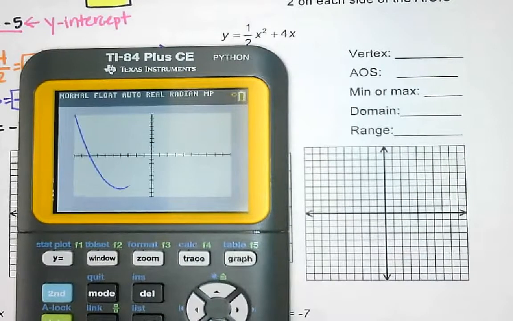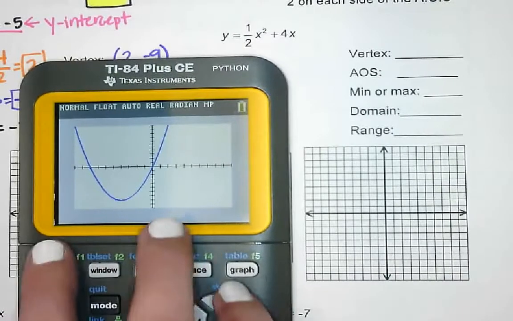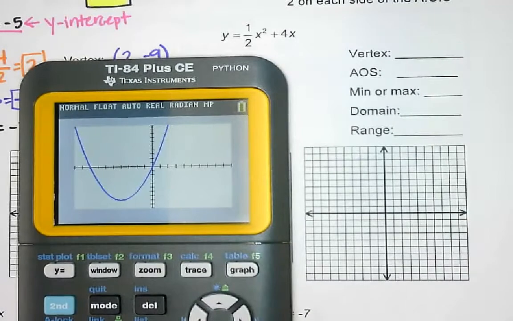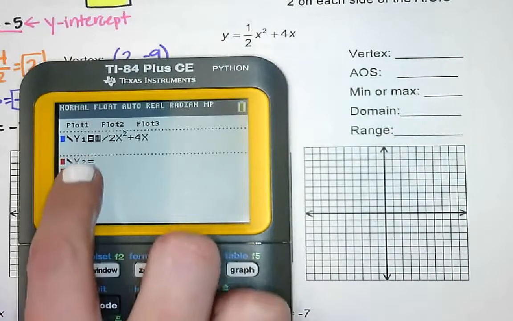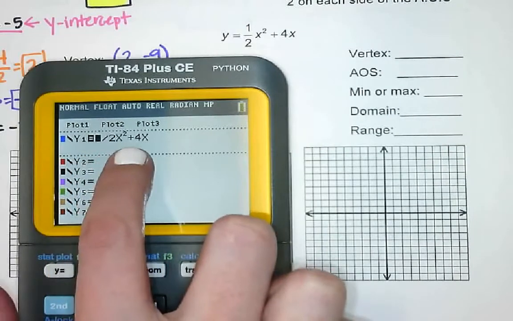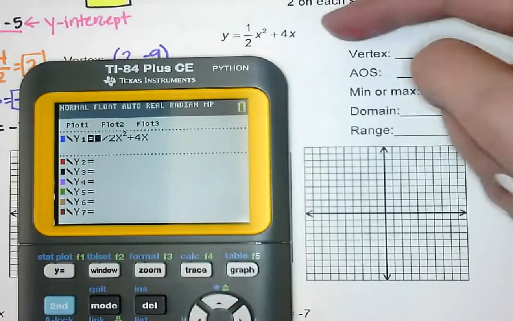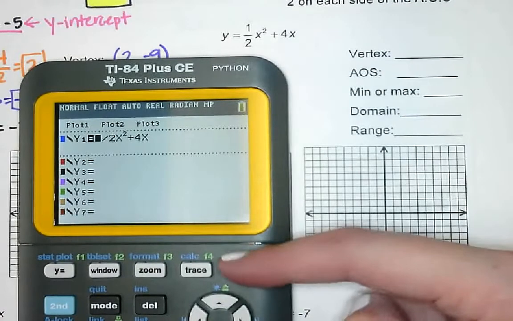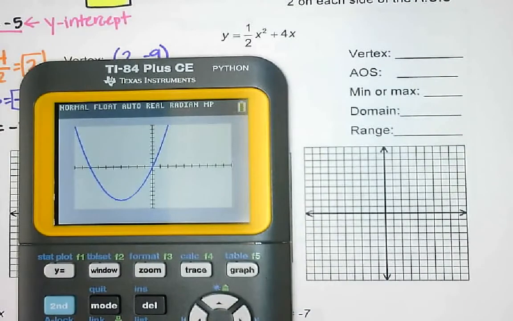1/2 x squared plus 4x. Did I do that right? Is that what yours looks like? Y equals 1/2 x squared plus 4x. I'm literally getting it from this problem right here on our page. This is what it should look like. If it doesn't look like that, bring it over here.